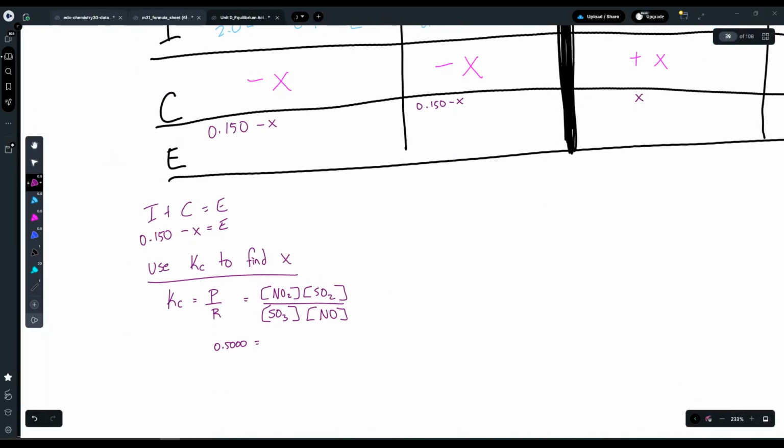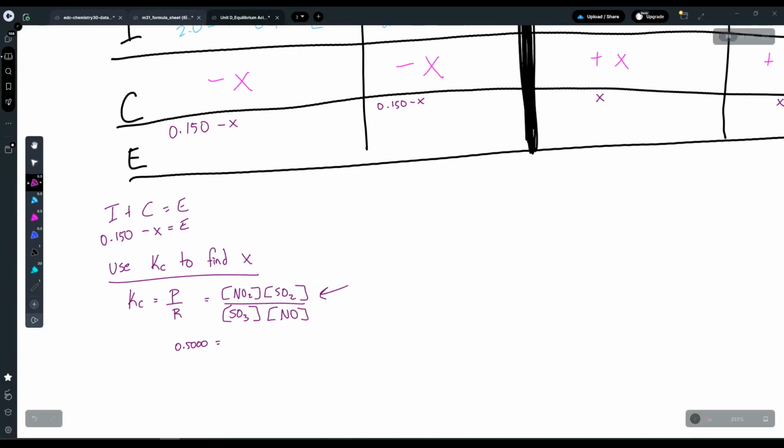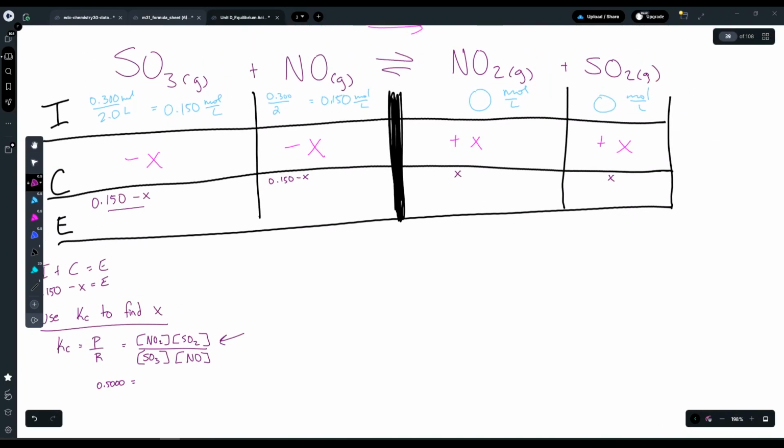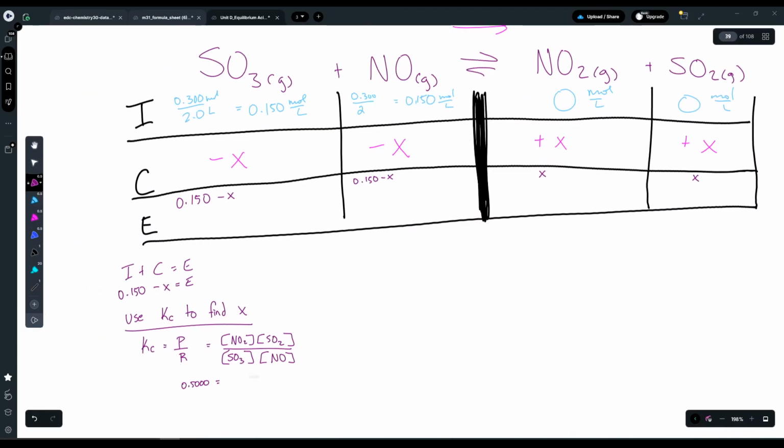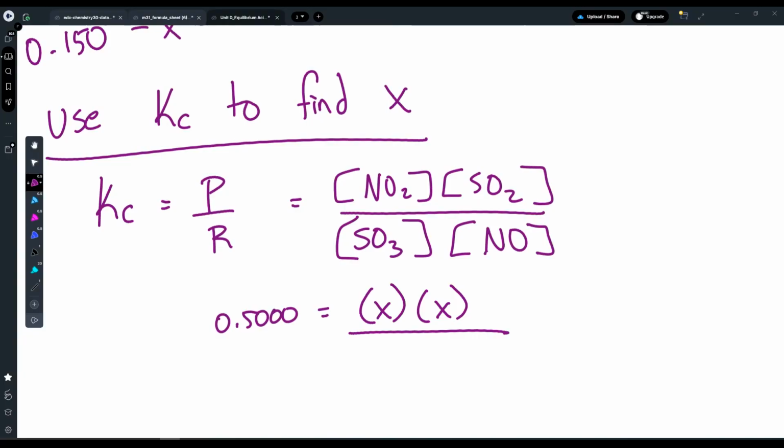Now remember, in the equilibrium law expression, you can only put in values from the equilibrium row. That's why I wanted to write all of these out, so I have something to plug into my equilibrium law expression. So NO2 and SO2 were both x, and SO3 and NO were both 0.150 minus x.